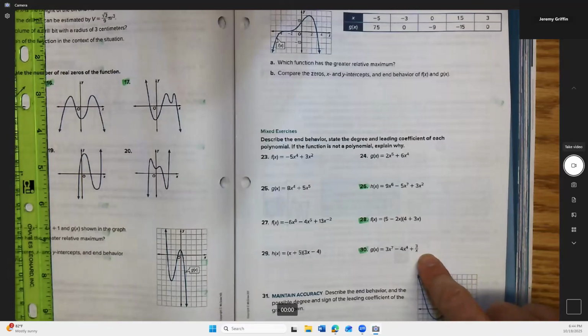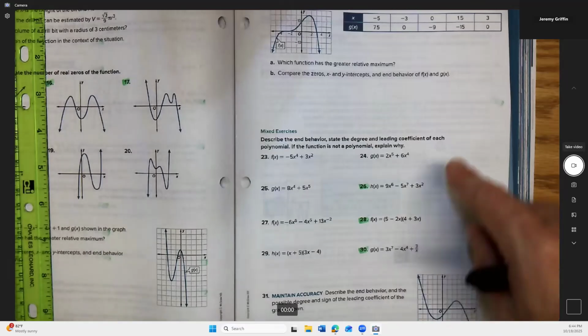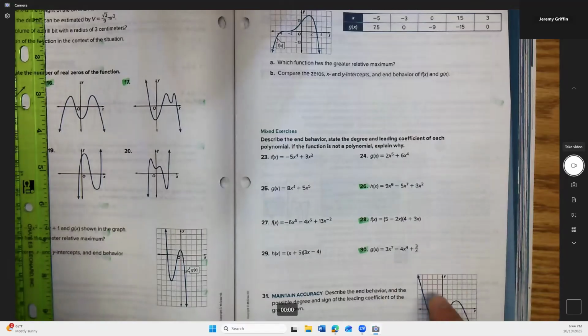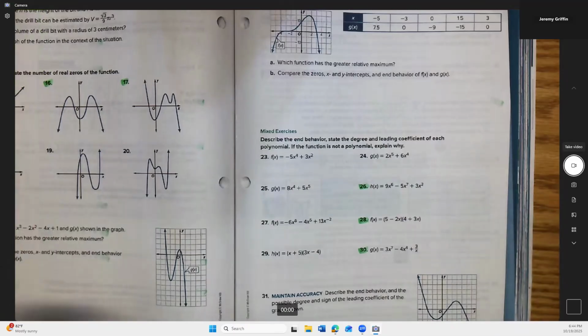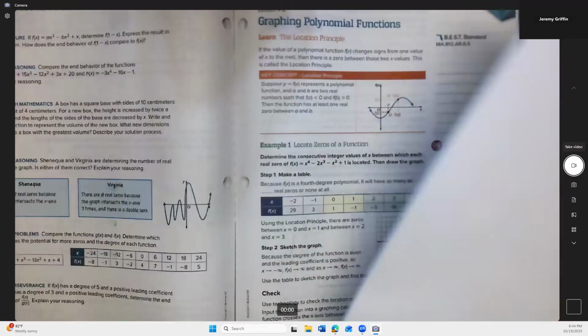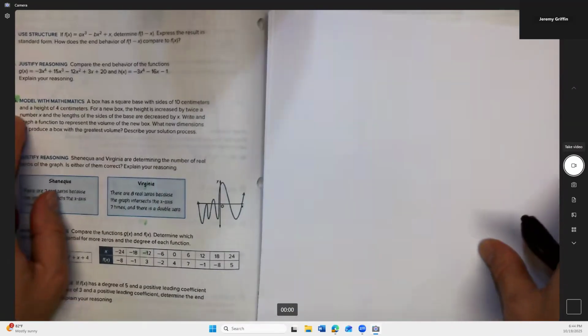Hey, 3 over x, wouldn't that actually give a vertical asymptote? No, this wouldn't even be continuous everywhere. So this would have a discontinuity at x equals 0. So this is not even a polynomial. So we're done with that one. And let's see, I highlighted one more. I'll do one more with you guys.